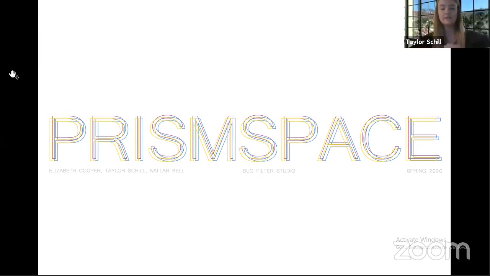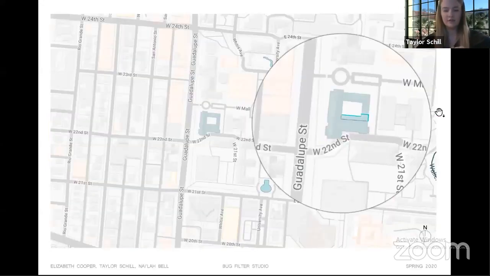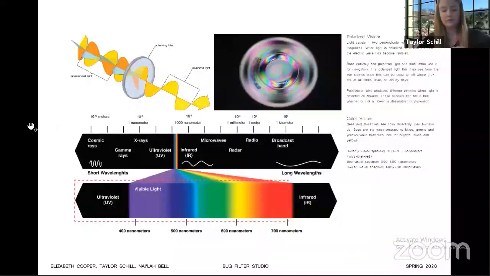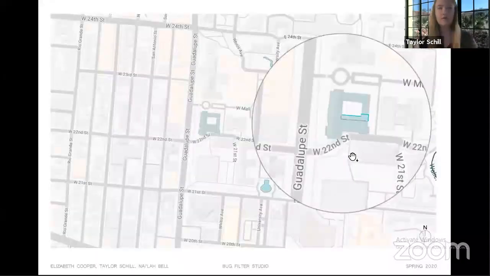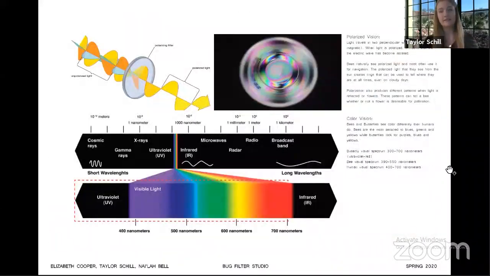So Prison Space is an interior window intervention in Goldsmith Hall. If you want to move on to the next slide, Elizabeth. So it's located in Goldsmith Hall, which is one of the three architecture buildings on UT's campus. This intervention occurs on a third floor studio overlooking a courtyard and has north and east facing windows. So connecting our design to insect vision, we are really interested in polarization and color vision.